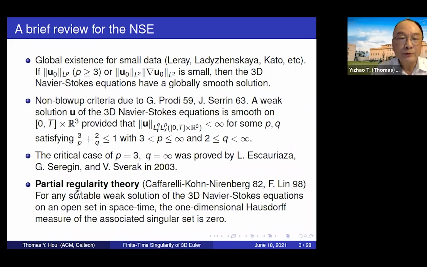And there was a very well-known so-called partial regularity result due to Caffarelli-Kohn-Nirenberg in 1982. Basically it says that for any suitable weak solution of the 3D Navier-Stokes equation, if there is any blow up, the one-dimensional Hausdorff dimension of the associated singularity set in space-time must be 0.